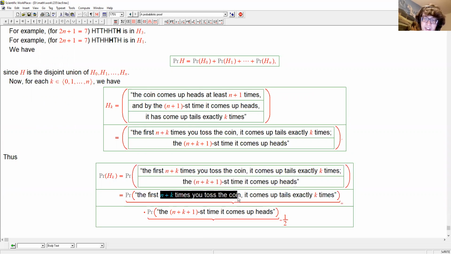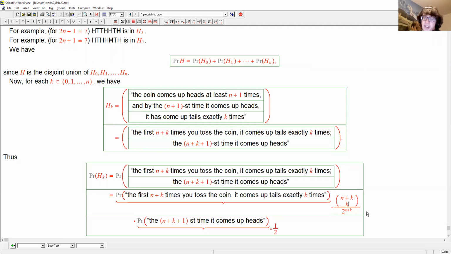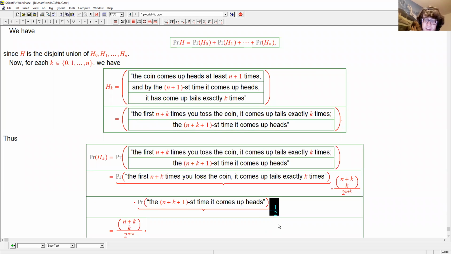You're tossing the coin n plus k times, so there are altogether 2 to the n plus k possible outcomes. But how many of them have the property that the coin comes up tails k times? I claim that it's n plus k choose k, because there are n plus k tosses. You have to choose which k of them will give you tails. The rest will come up heads. And the number of choices is just the number of k element subsets of n plus k, so it's n plus k choose k. And now you just plug these things in and multiply.